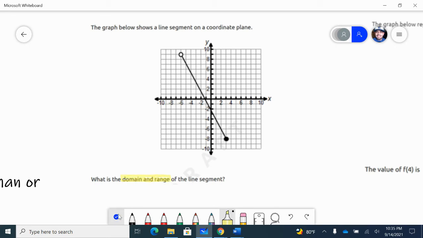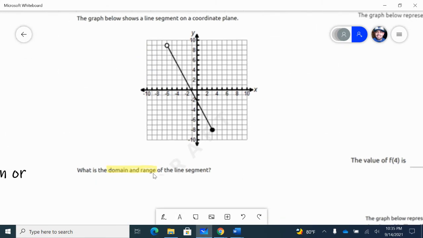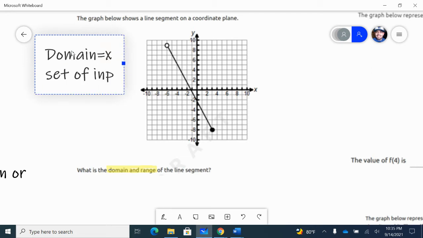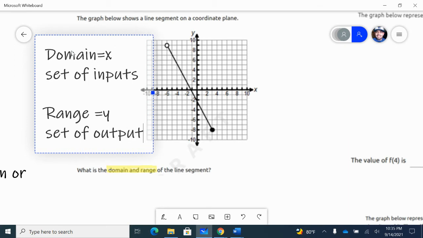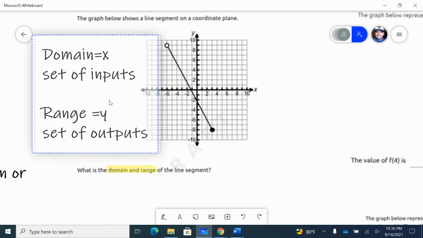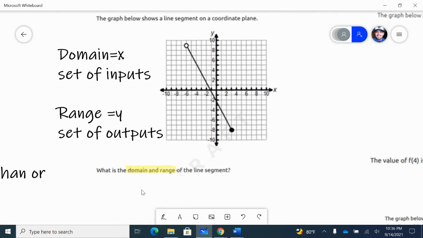Now again, we're going to write what it means to be domain and range. Domain, which equals x, is a set of inputs. Range, which equals y, is a set of outputs. Now remember, I don't know if you guys are getting some of these confused, but input and output is the coordinate points that we're talking about, right? But remember, x goes in, output comes out.